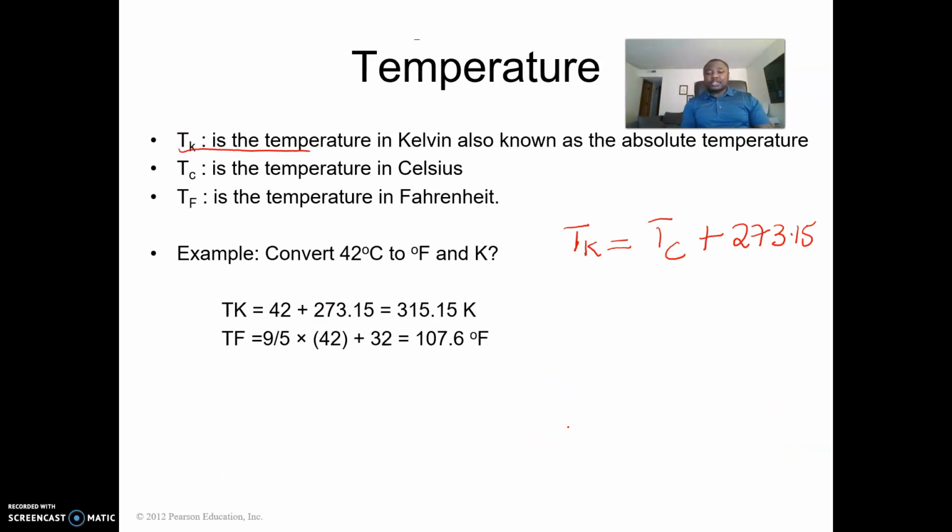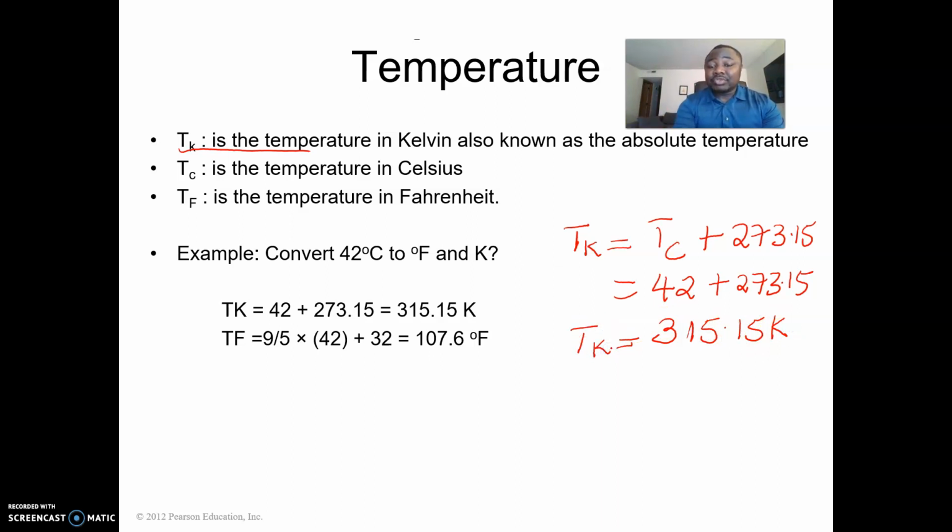So let's now solve this problem. We have our temperature in Celsius, and it's 42. If we add that to 273.15, at the end our answer will be 315.15 Kelvin. So this is our temperature in Kelvin. What we're saying is that 42 degrees Celsius is the same as 315.15 Kelvin. That's what we are indirectly trying to say.